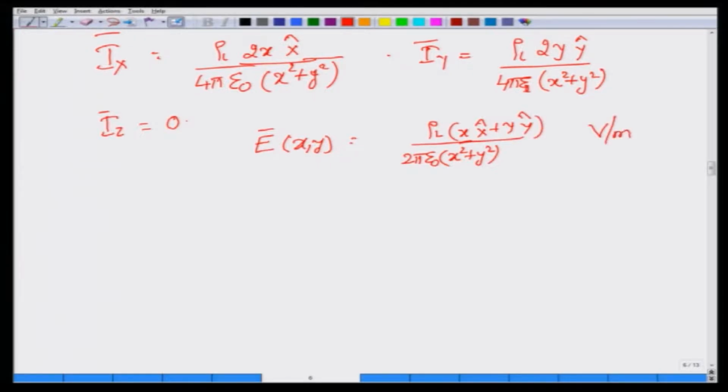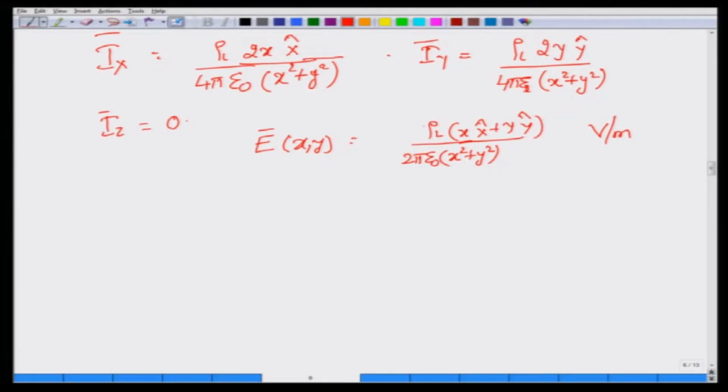Do not forget to use that volt per meter at the end, because this is what the electric field is measured in. Okay. Before going on to the next part, let us see what this equation is telling us. What is the direction of the electric field in the xy plane now?